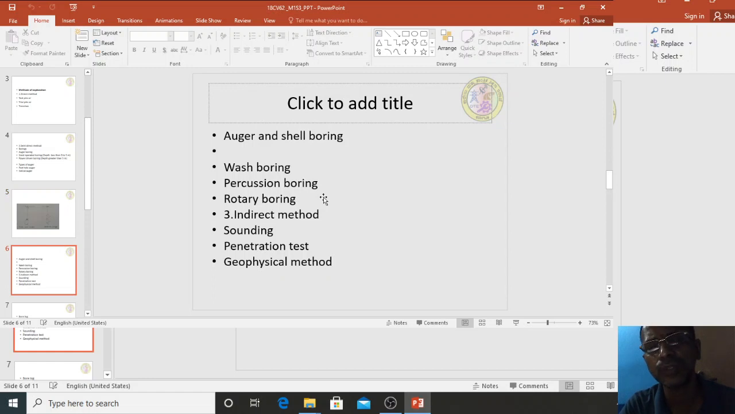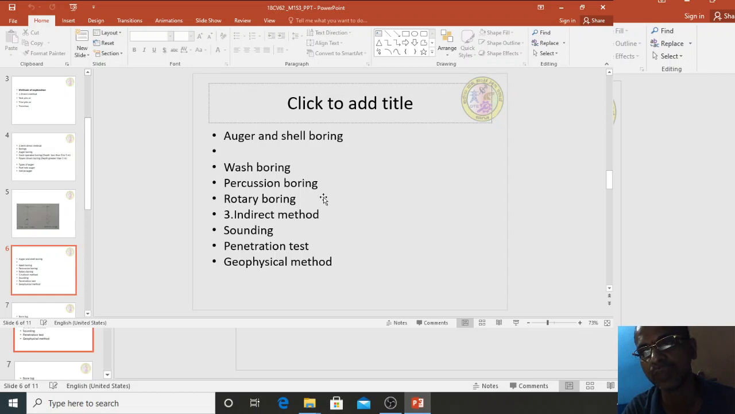Next, suppose you are boring using an auger, and it goes beyond the critical depth of excavation. What does critical depth of excavation mean? Critical depth of excavation means HC. HC is equal to 4C by gamma into tan phi, where C is the cohesion of the soil, gamma is the density of the soil, and phi is the angle of internal friction.